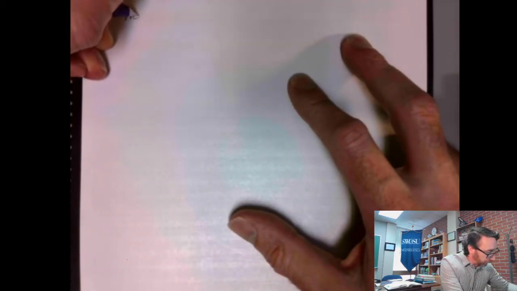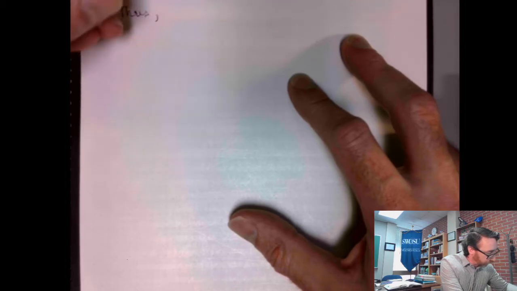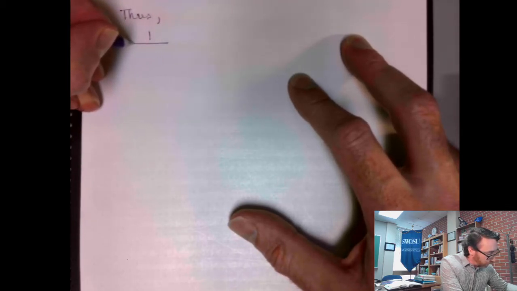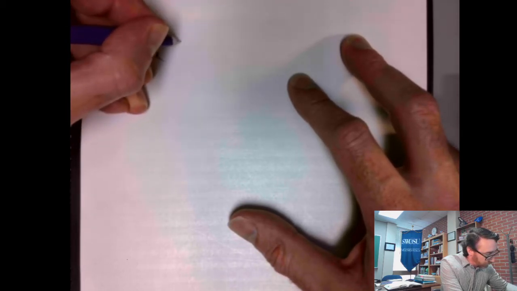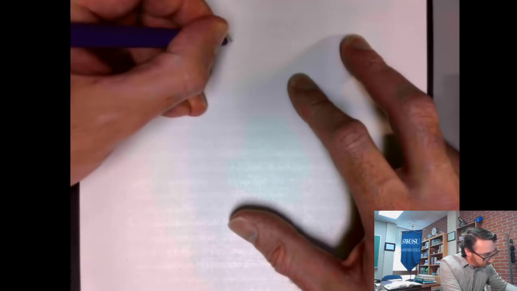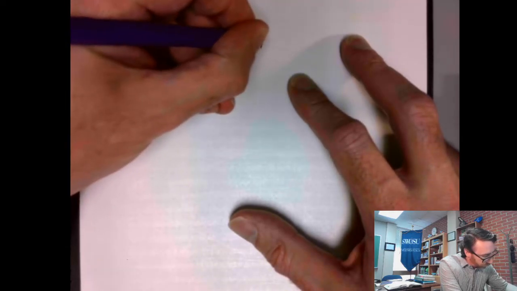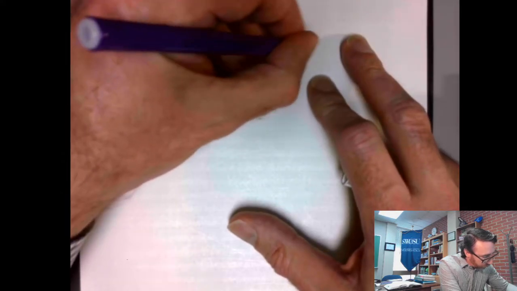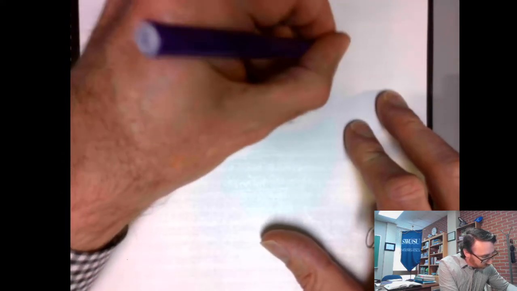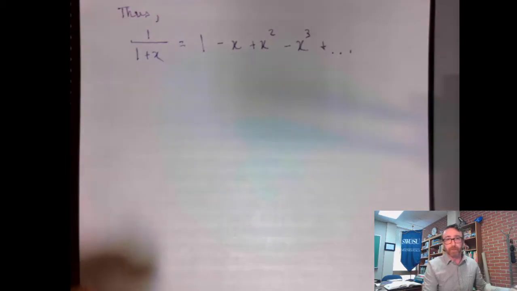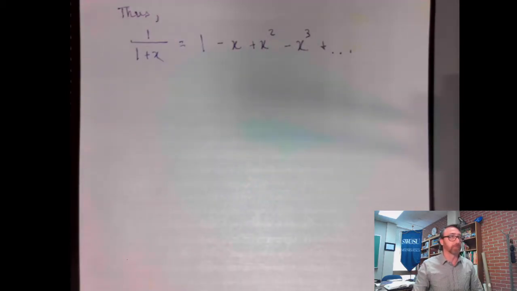And this is just so I have it. So yeah, thus 1 over 1 plus x equals 1 minus x plus x squared minus x cubed plus dot dot dot. Okay, we continue in that way forever.